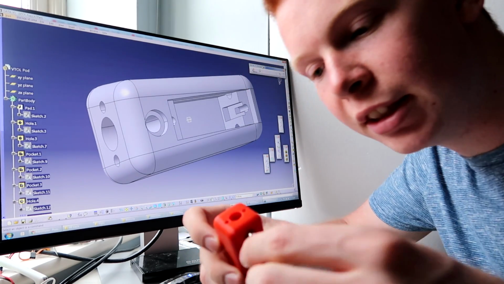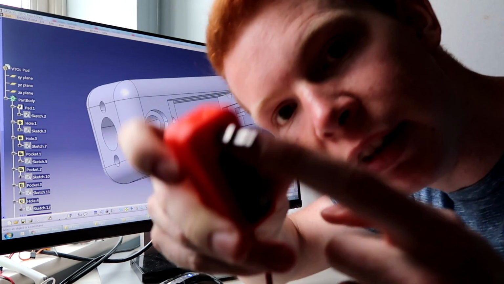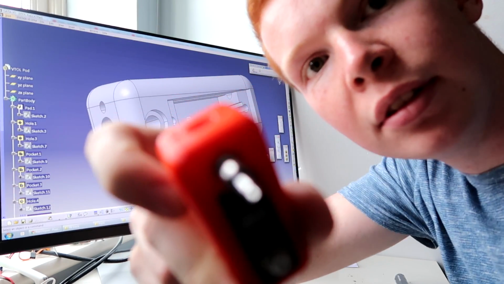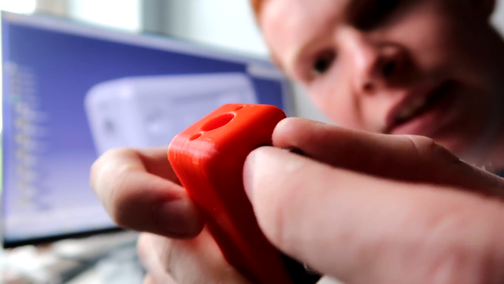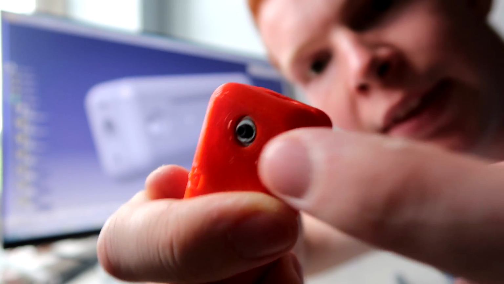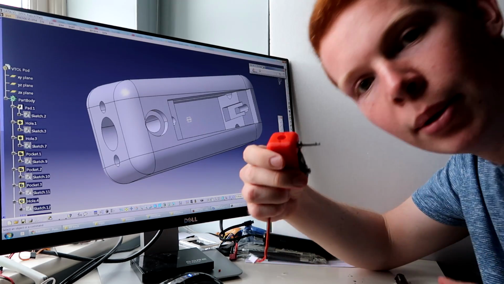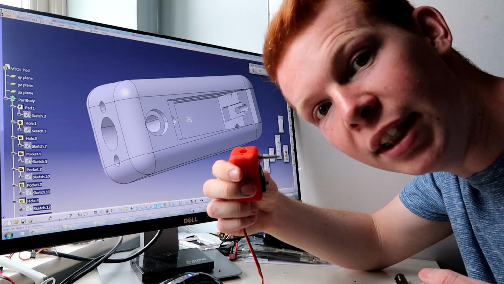Feathering shaft fits in nicely. Bearing seats in there. I don't know if it'll focus. Come on, focus. So the bearing fits in that side of the block, and also that side. Now we've got to design the other side of the bearing block that will fit into the spar.